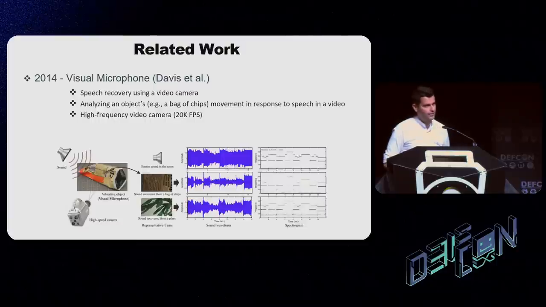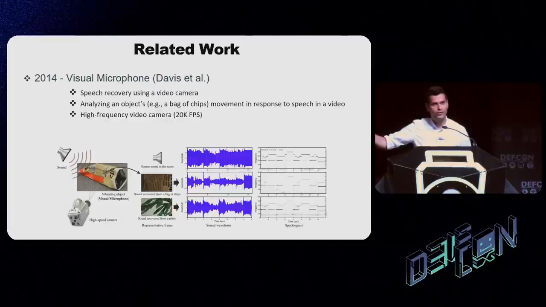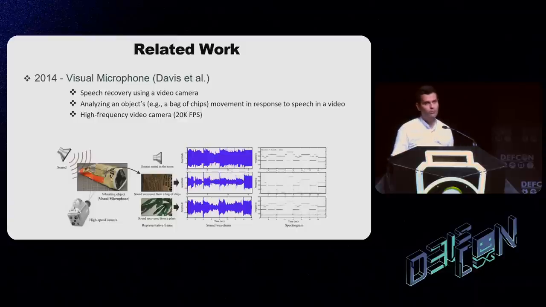This actually takes us to 2014, where the visual microphone was published by a group of researchers from MIT. These guys were able to demonstrate a speech recovery technique using a video camera where they analyzed the movement of an object. It was demonstrated on various objects, but the most iconic demonstration was the one with the bag of chips. They were able to analyze the movement of a bag of chips from the video footage and recover the speech played nearby the bag of chips, okay?